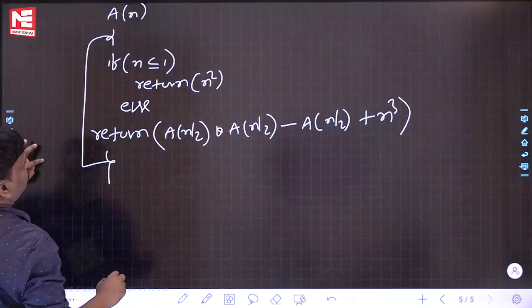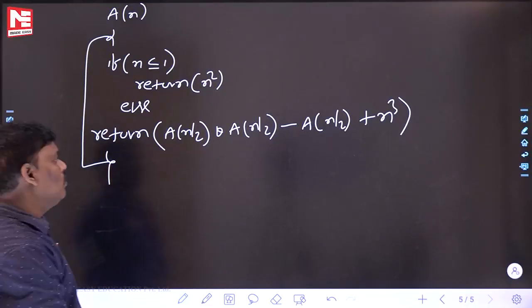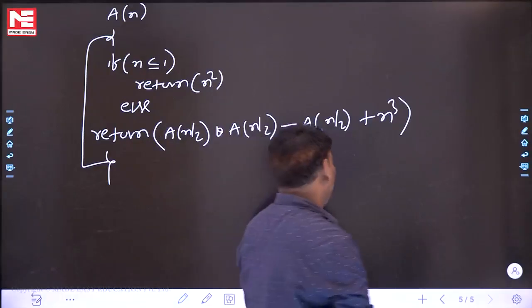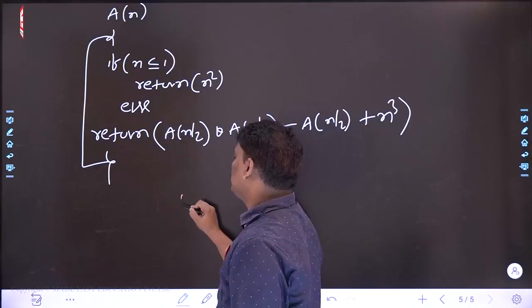So see this program. A of n, if n less than or equal to 1, return n square, else return A of n by 2 into A of n by 2 minus A of n by 2 plus n cube. What is the time complexity? See the answer. You know the answer very well.